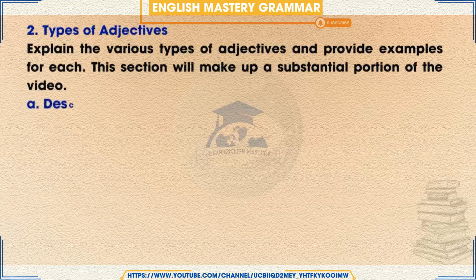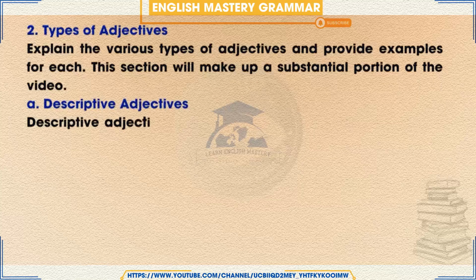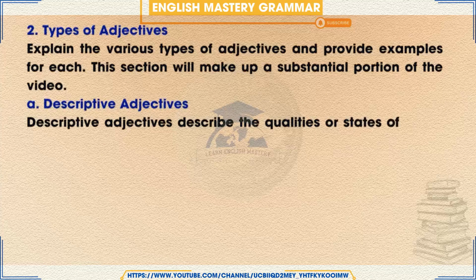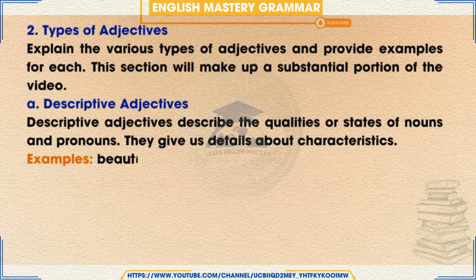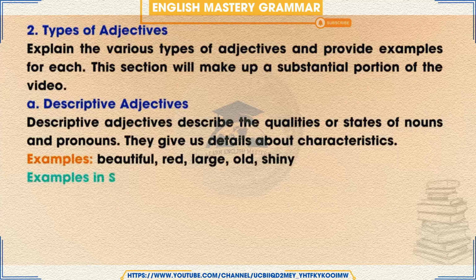A. Descriptive adjectives. Descriptive adjectives describe the qualities or states of nouns and pronouns. They give us details about characteristics. Examples: beautiful, red, large, old, shiny. Examples in sentences.